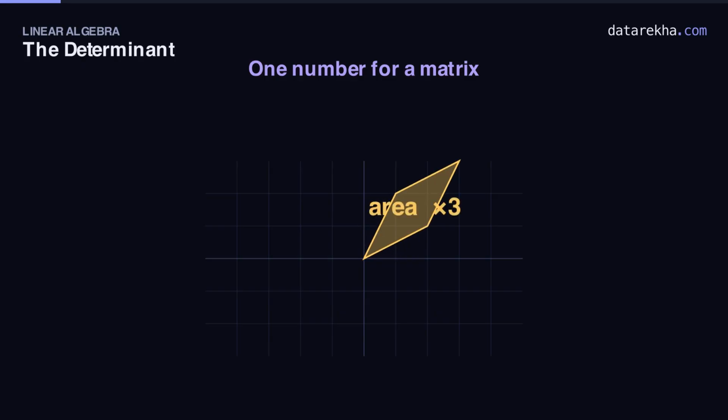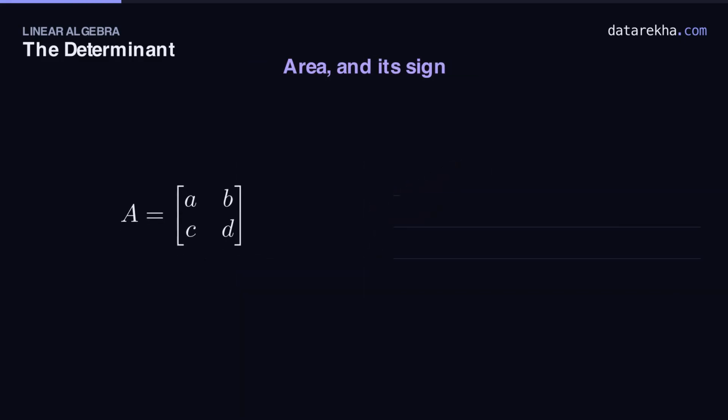And here is the one question that matters. By what factor did the area change? That single number attached to the matrix is called its determinant. Everything today is about reading it. So what is that number really?